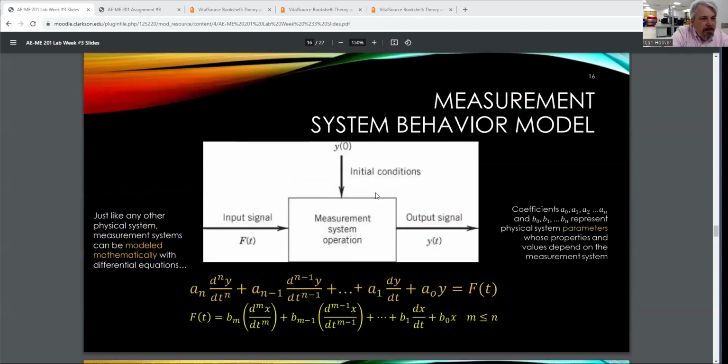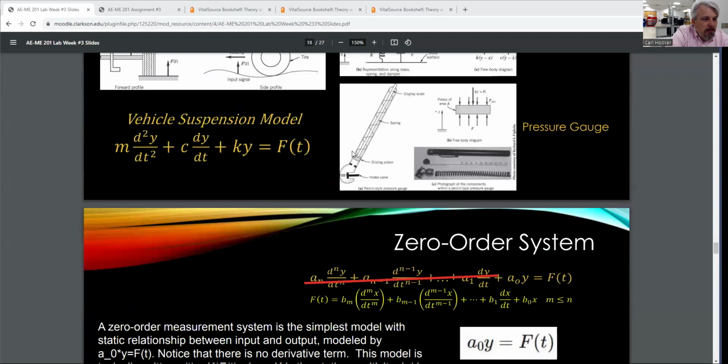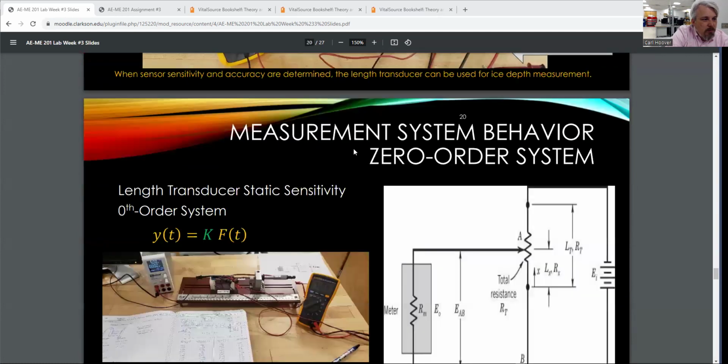So this is in the context of measurement system behavior, where we're characterizing measurement systems by their dynamic response using a lumped parameter model. And so we have differential equations that include typically up to second order terms and input and output. This one is a first order term. And so we're looking at the relationship between the input F and the output Y with initial conditions at the beginning of the experiment.